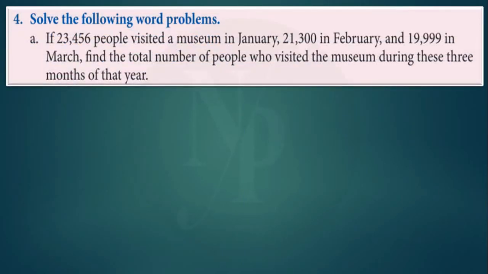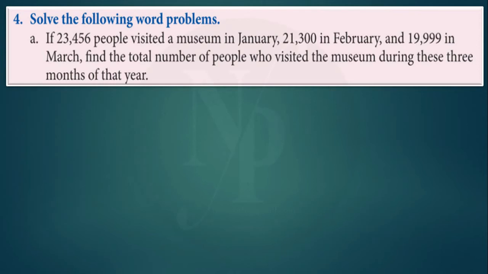Now let us continue from question number 4. Solve the following word problems. A. If 23,456 people visited a museum in January, 21,300 in February, and 19,999 in March. Find the total number of people who visited the museum during these 3 months of that year.